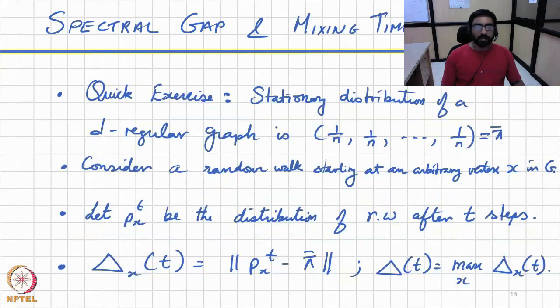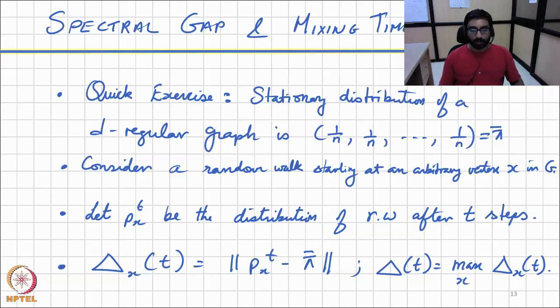Now, having an understanding of the spectral gap, let us try to gain an appreciation for how random walks behave in expander graphs. As a quick exercise, consider a random walk on this graph, a D-regular non-bipartite graph. Convince yourself that this random walk is going to have a stationary distribution of the form 1 by n, 1 by n, and so on.